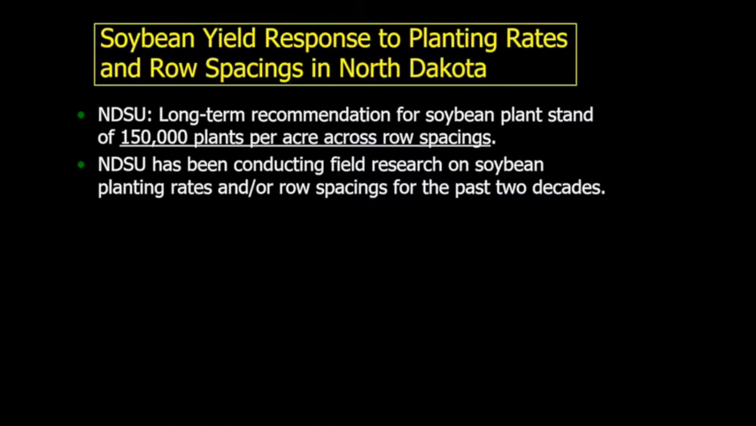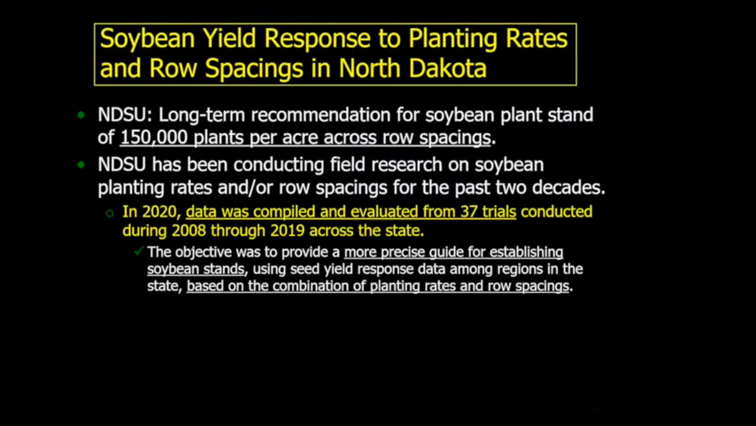So this leads me to a discussion about planting rates and row spacings in North Dakota. And so, as many of you know, we've had a very long tradition of recommending establishing 150,000 plants per acre across row spacings. NDSU has been doing a lot of work, actually longer than 2 decades, with one or both of these factors. And so it's bothered me a little bit. We've had all of this data, some of it gets used, but it would really be nice to explore the data, and maybe be able to provide more precise recommendations based on our tradition. And so we did that.